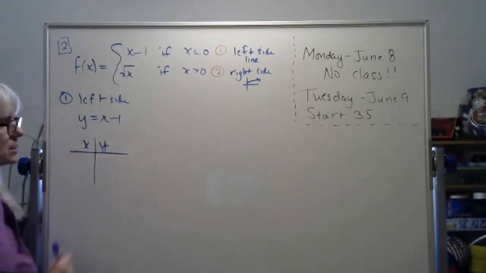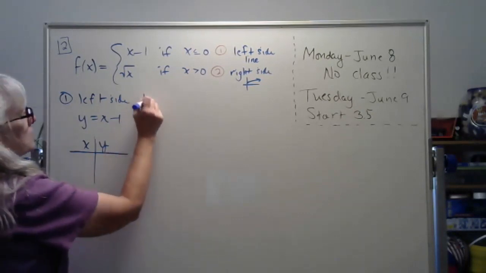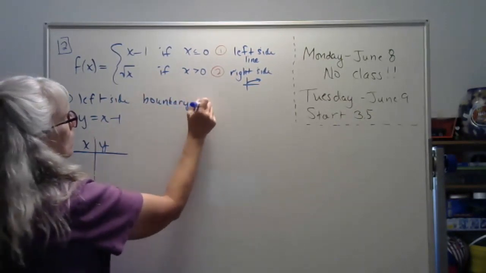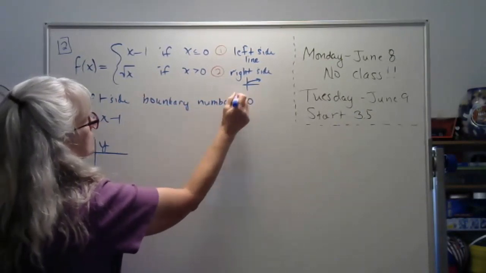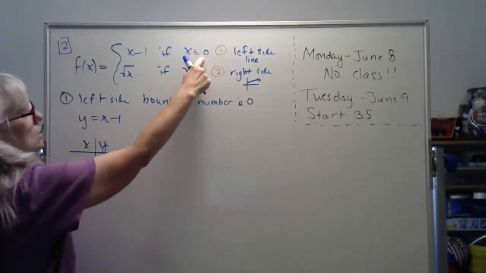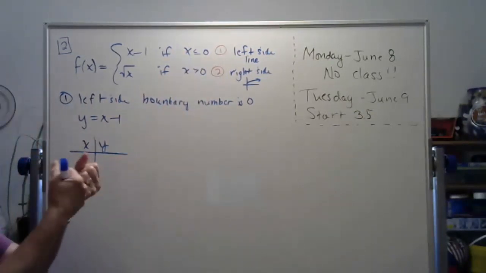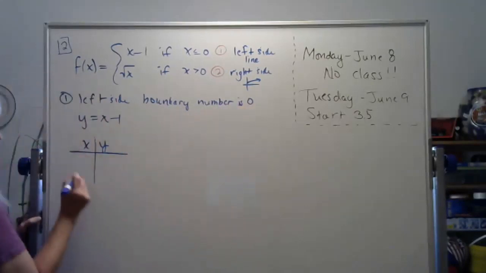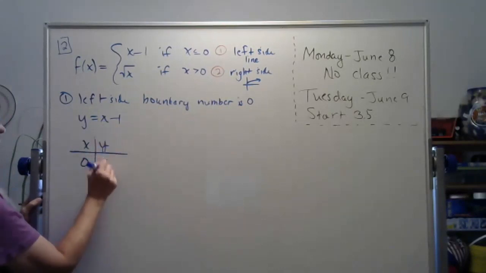The very first number that I will always use on my little tables is what we call the boundary number. So for the left side, the boundary number is 0, and that's coming from the inequality. This boundary number is where the two pieces are being established from. So our boundary number is 0. The very first thing I'm going to do is plug in a 0. Well, 0 minus 1 is a -1.